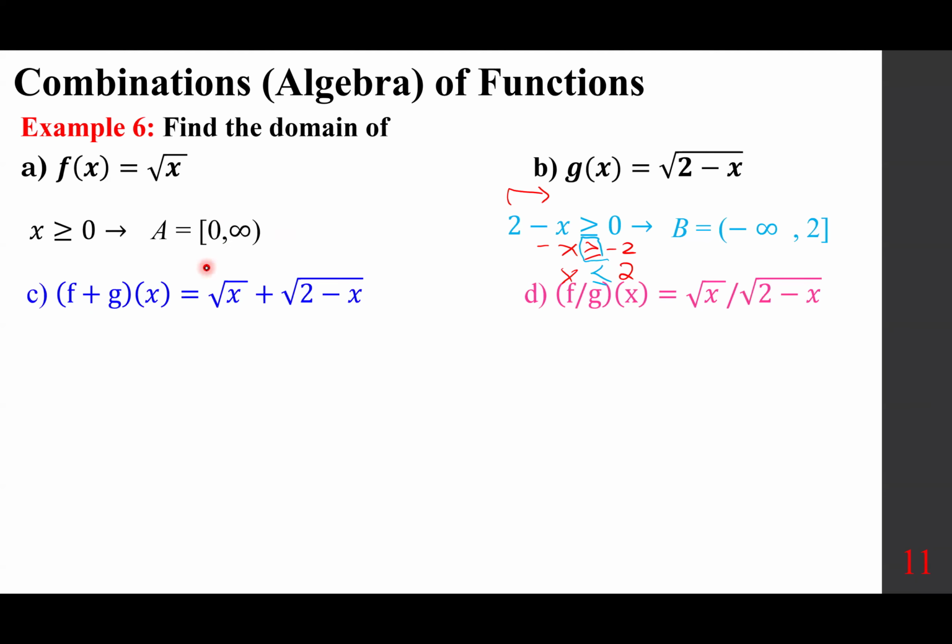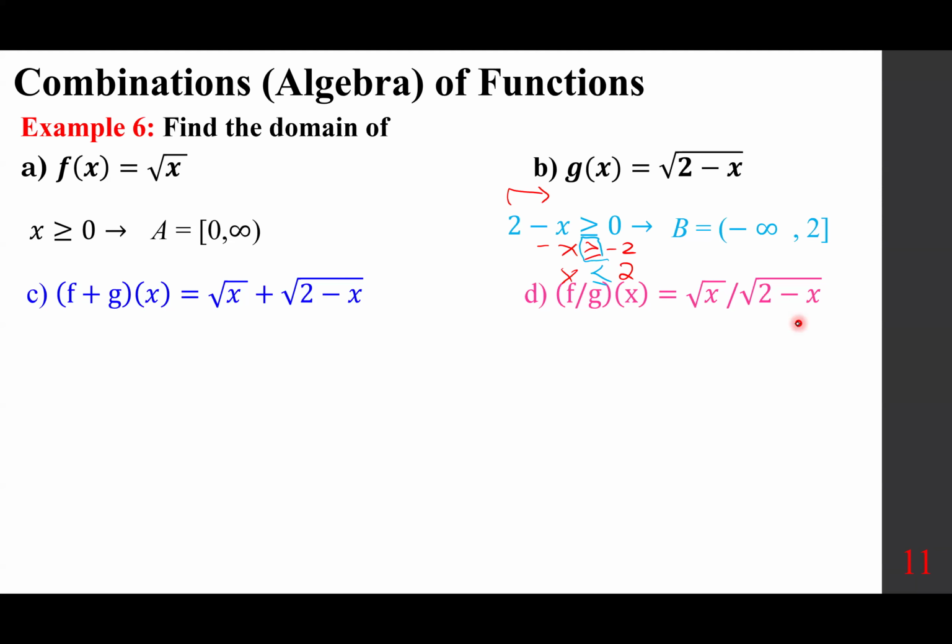Now, f plus g of x is square root of x plus the square root of 2 minus x. If we add these two functions, this is what we get. If we divide them, we get square root of x over square root of 2 minus x. We want to find the domain for each case. Well, as it was mentioned before, the domain is what's in common between the two.